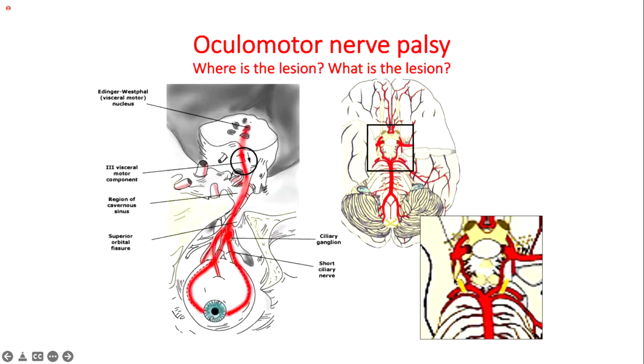So any lesion in this region would have other associated features from the structures close by, just like what we saw in the midbrain. If you have a lesion in the midbrain, you get upper motor neuron signs, and because the pyramidal fibers, the corticospinal tract, are there, you get contralateral hemiparesis, or what we call Weber syndrome. Now here, if you have a lesion, then you are going to have other associated manifestations.